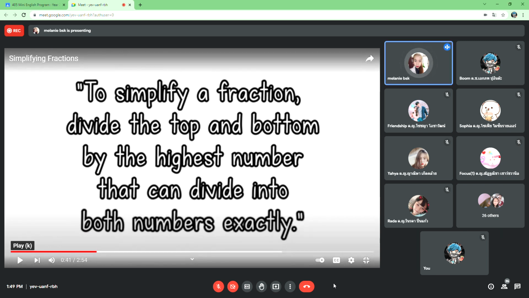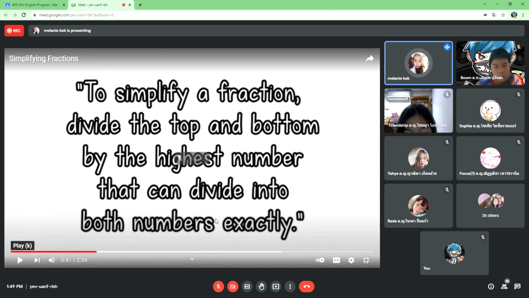The highest number that can divide into both numbers exactly. Okay, so this is what Sophia told me a while ago: the highest common factor. So now do you understand what highest common factor means? And then someone told me it is the highest number that can be divided into both numbers exactly. And she's right.